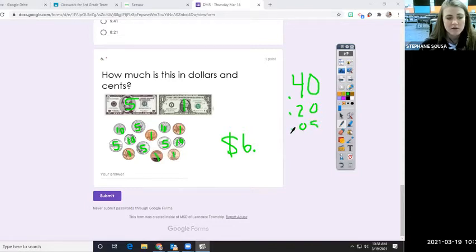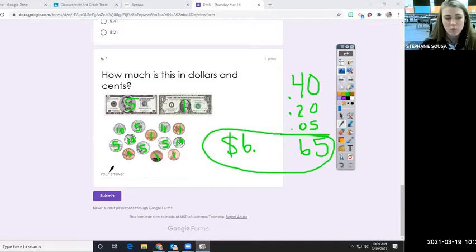Okay. So my dimes equal 40. My nickels equal 20. My pennies equal 5. That's going to give me 65 cents. So my total answer with the dollar sign, with the decimal, is $6.65.